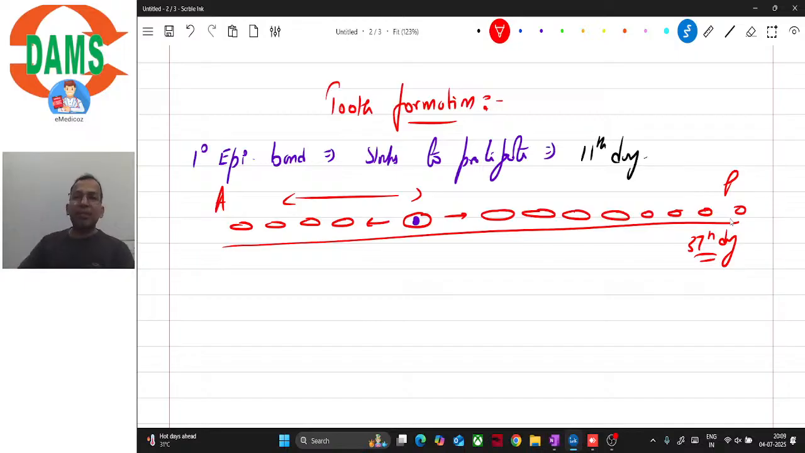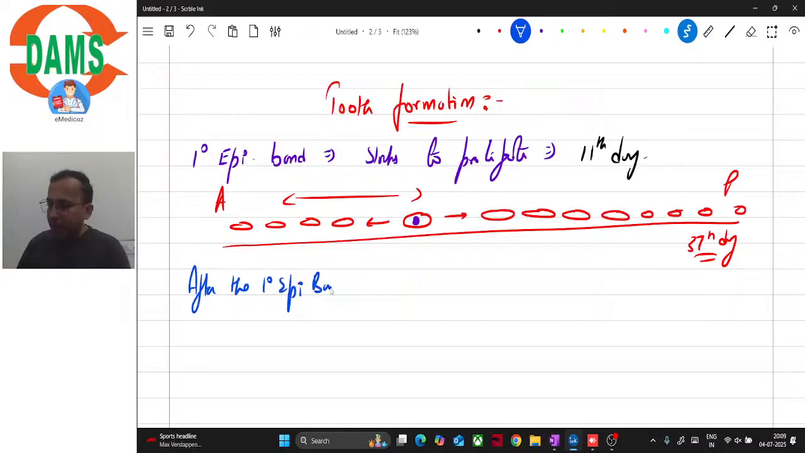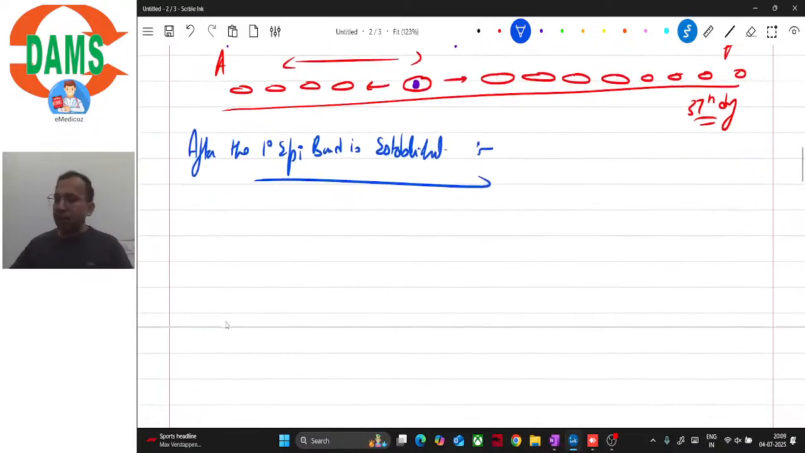Now once this primary epithelial band is established, the plane of mitosis changes. So after the primary epithelial band is established, what happens? The plane of mitosis changes.